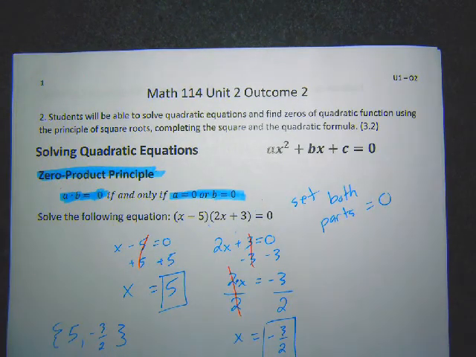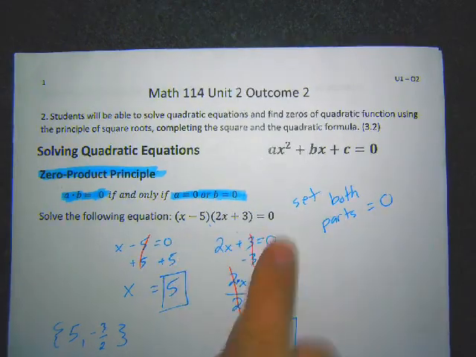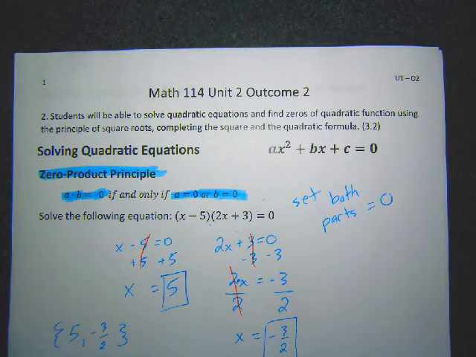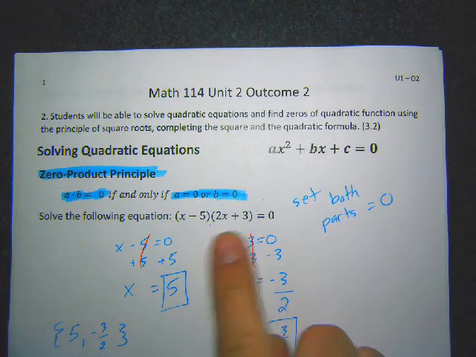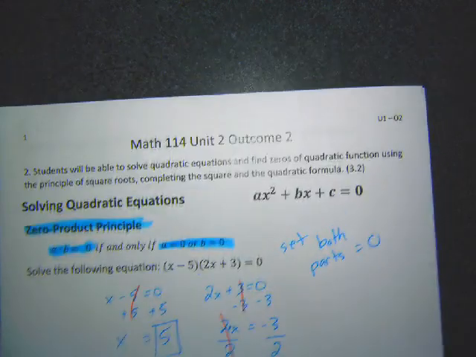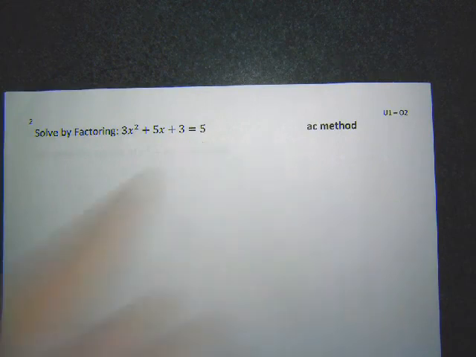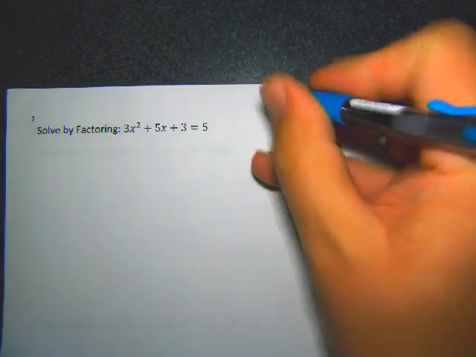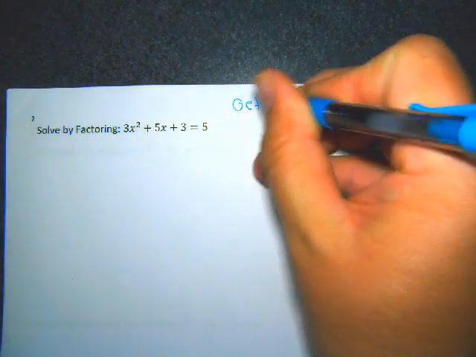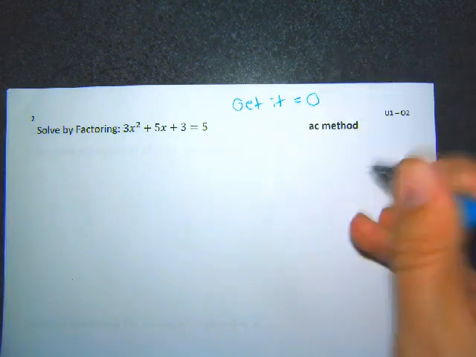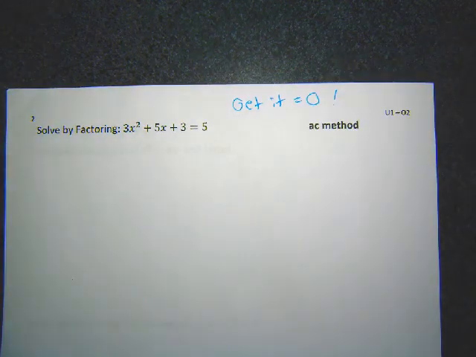So this factoring technique only works if it's equal to 0. You have to have it broken into factors and equal to 0. So if you ever see something like this, the first thing you should do is get it equal to 0. Factoring does not work unless you get it equal to 0. That's the first thing you should do.